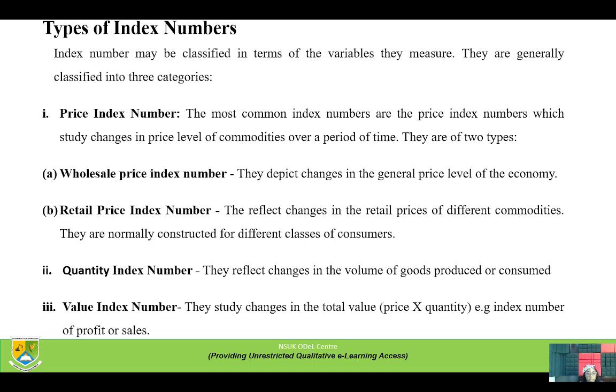They are of 2 types. We have the wholesale price index number and the retail price index number. The wholesale price index number depicts changes in the general price level of the economy, while the retail price index number reflects changes in the retail prices of different commodities. They are commonly constructed for different classes of consumers.